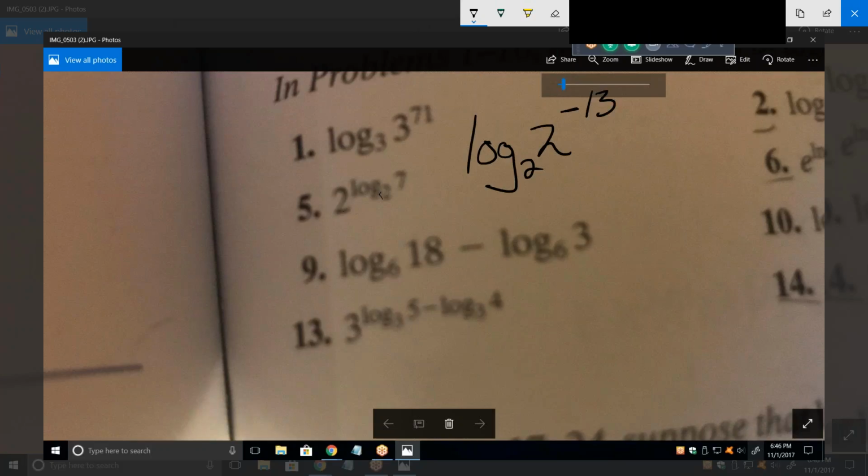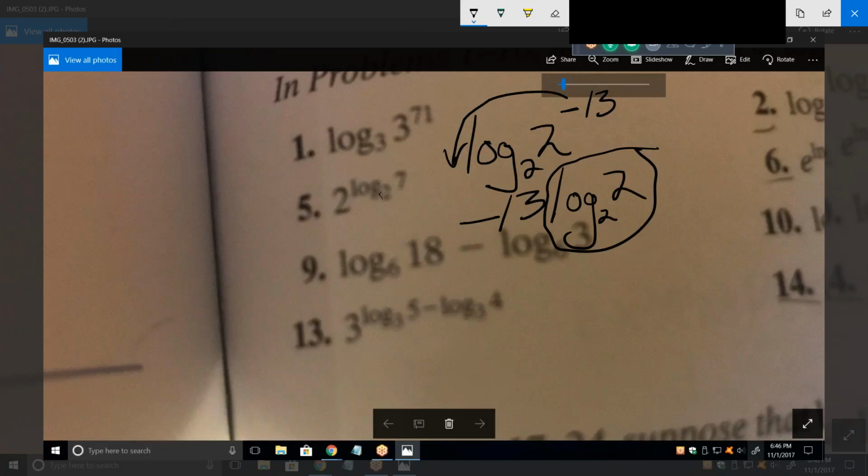First of all, what's the first step? I just blanked. Those exponents. Get rid of those exponents. What can I do with that negative 13? I'm not sure. Bring it down and put it in front. Oh, I forgot about that. So then you have negative 13 log base 2 of 2. Which is? What's equal to? 1, so it's negative 13. Yeah. Okay.